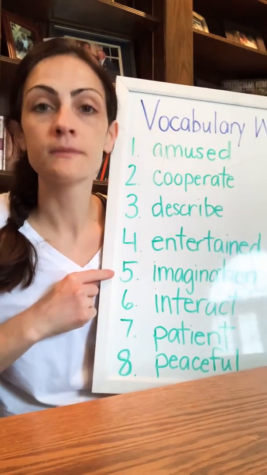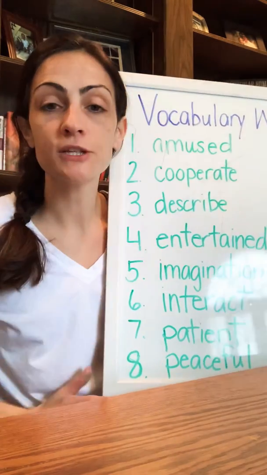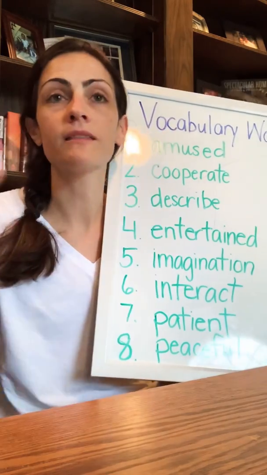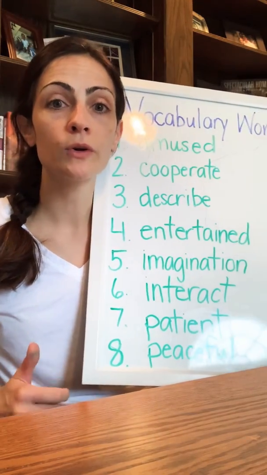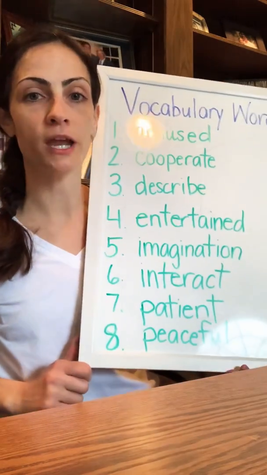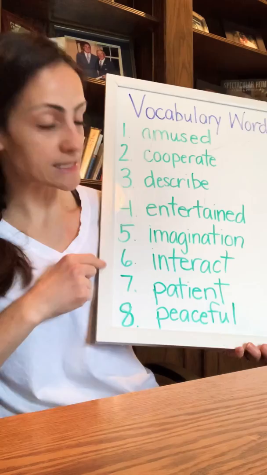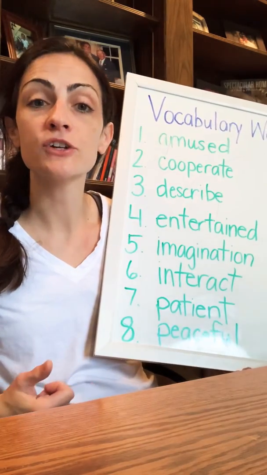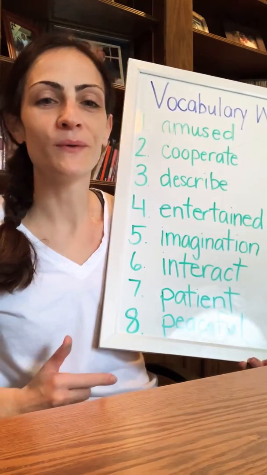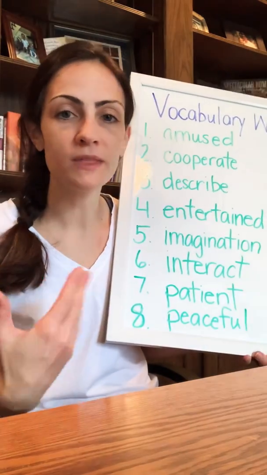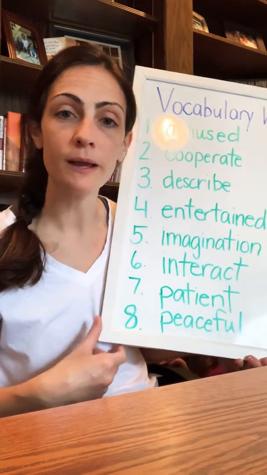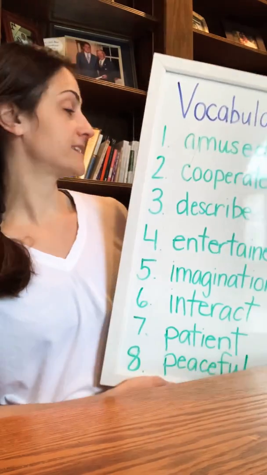Imagination. Say it. Imagination. Imagination is when you can use your mind to create something that might not be real or to create something that might end up being real, but you first use your imagination. Okay, number 6, interact. Say it, interact. When you interact with somebody, you work with somebody to do something, but when you're interacting with somebody, you're usually talking with somebody, you might be playing with somebody. That is interacting.